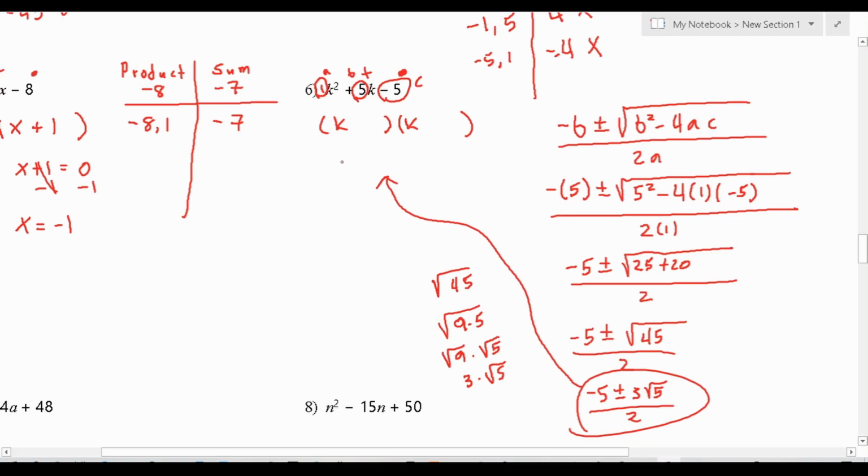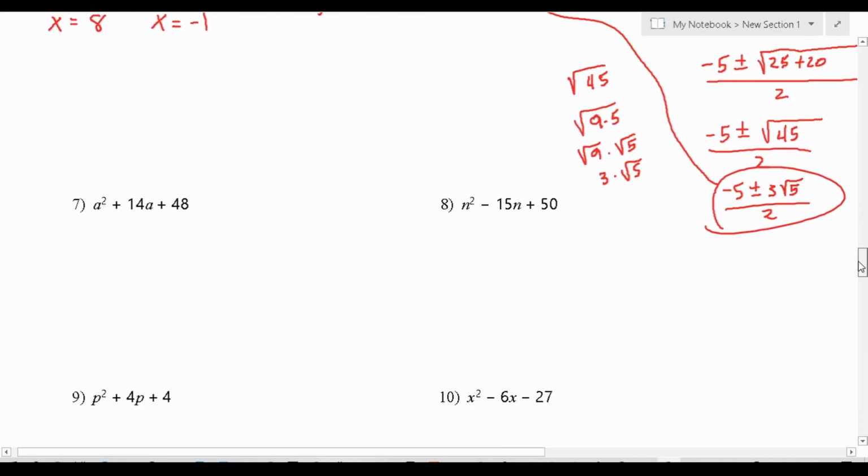So the most exact answer we can give for number 6 is it's not factorable. That said, it does have real solutions, and those real solutions are negative 5 plus or minus 3 radical 5 over 2. Okay? So again, you have to be prepared to do both things on the ASVAB. ASVAB's either going to say factor or solve for. If it's solving for, you're going to have to get to this point. If it's factoring, you're going to say not factorable.